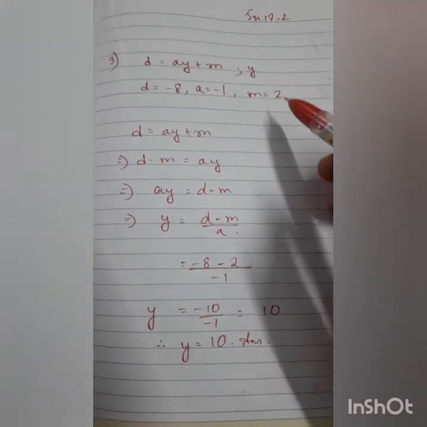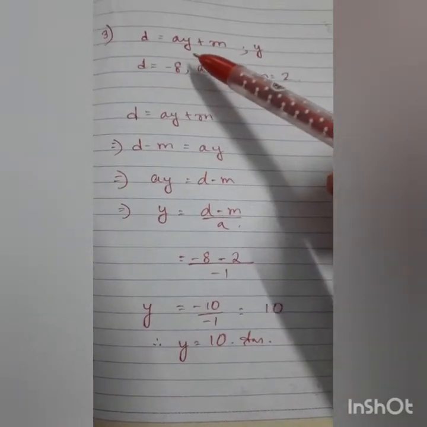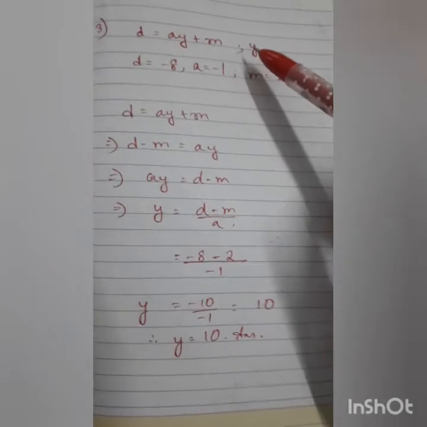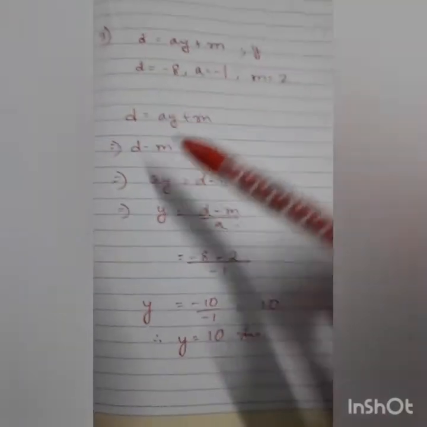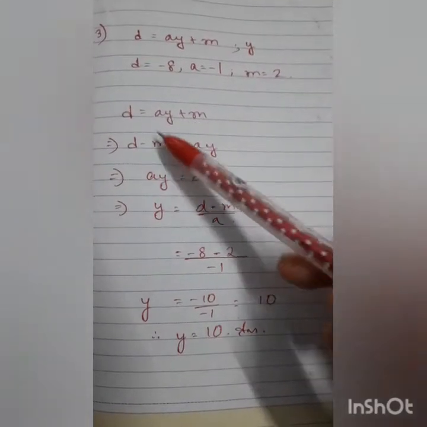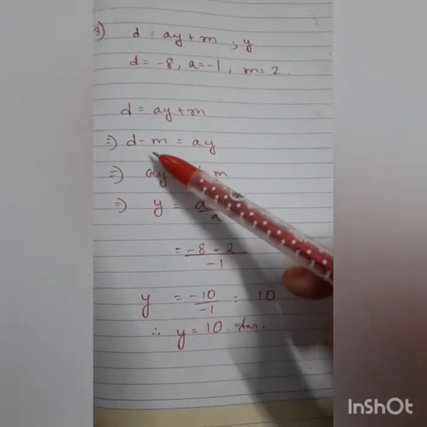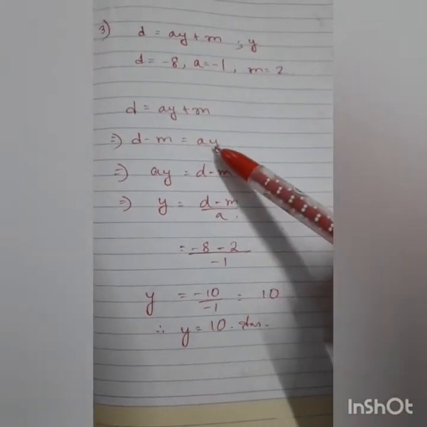So in question number 3, we had d equals ay plus m. You have to make y the subject of the formula. So what will we do? d equals ay plus m: the m will go to that side, and it will become minus m. So d minus m equals a into y.